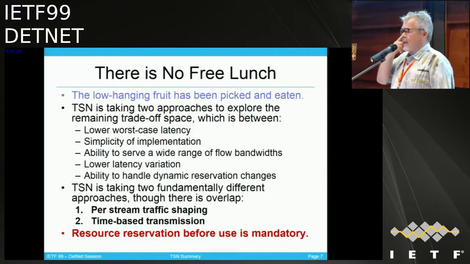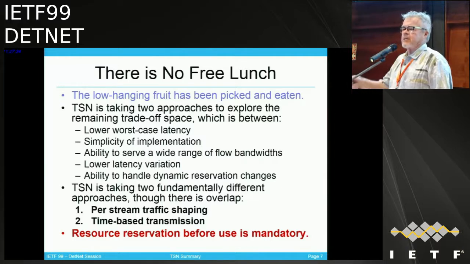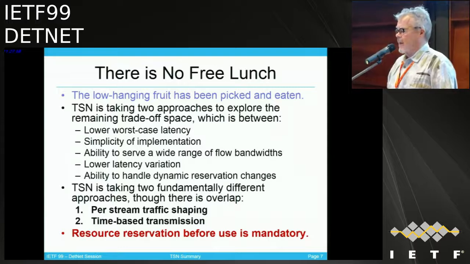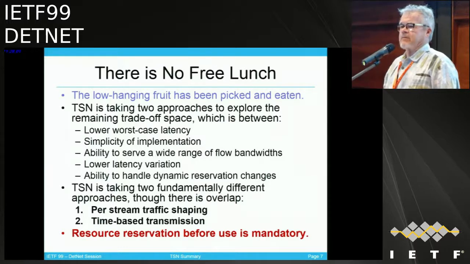Now, there is no free lunch. The low-hanging fruit in this space has long since been eaten. We're taking approaches to explore the remaining space in the trade-off space. The axes of our trade-off space include, when we have a number of different techniques that we're doing in 802, a number of different queuing techniques to make this real, we wind up trading off what sort of latency we get. How low is the bounded latency? What's the magnitude of this bounded latency? How complex, i.e. expensive, is it to implement this?